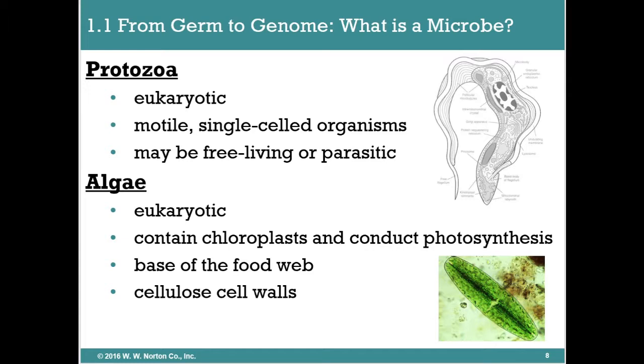Now, algae are also eukaryotic, but the difference is that they contain chloroplasts. Since they contain chloroplasts, kind of like a plant cell, they do photosynthesis. And they also have cellulose within their cell wall, which helps them with their rigidity and their shape.